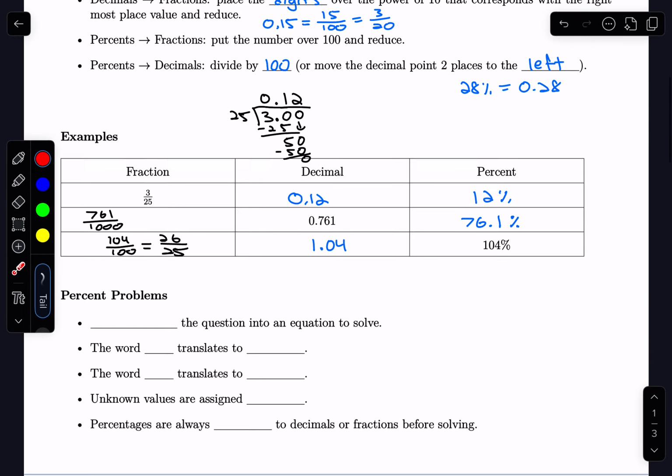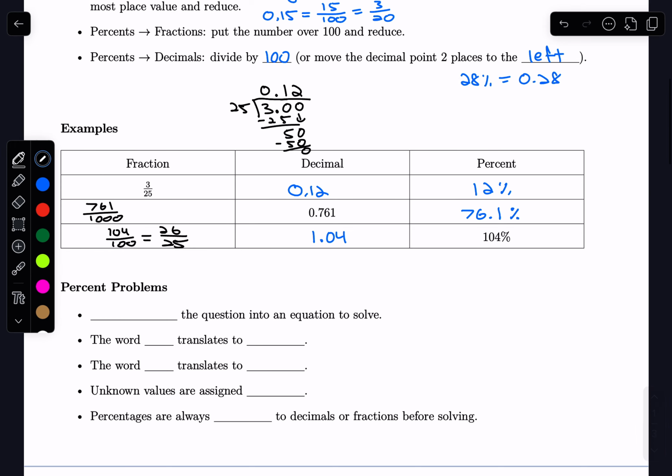Okay, a little bit of translation help now. We're going to be doing a whole bunch of percent problems moving forward. So what we're going to be doing is converting whatever the question is into an equation. That way we can solve. So step 1 is convert to an equation.